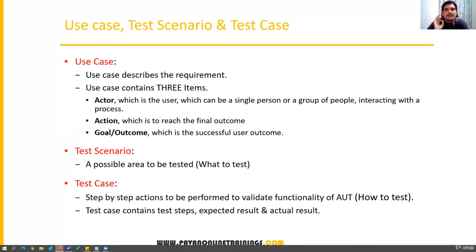Use case describes the requirement, which is part of the requirement document. Test scenario is representing what to test. We have to write the test cases. We have to identify the scenarios as a tester. That is the tester's responsibility, and writing the test cases is also the tester's responsibility. Based on the test scenarios, we will derive multiple test cases. Okay, so this is the concept.